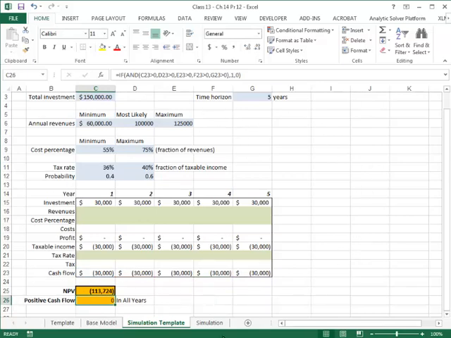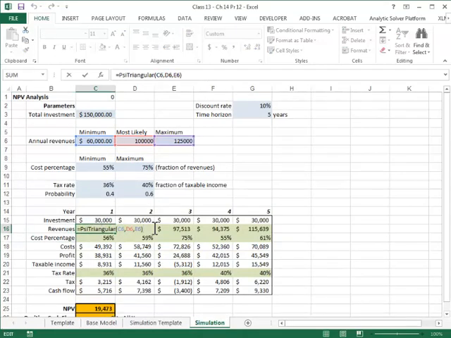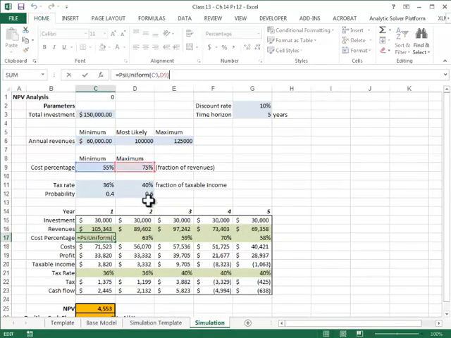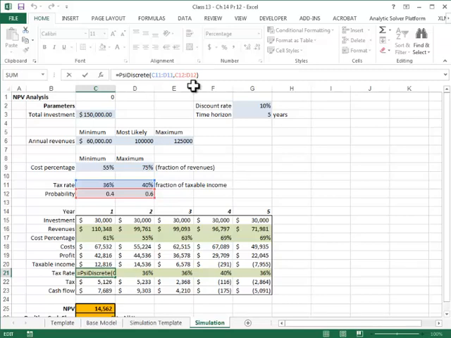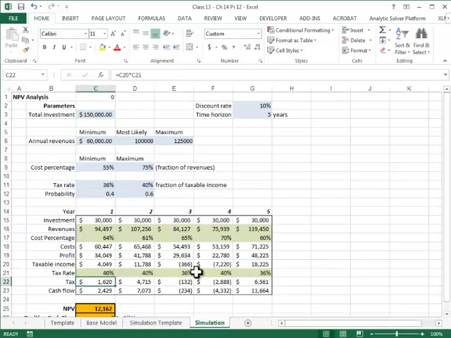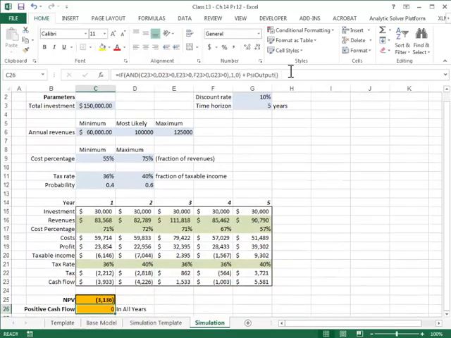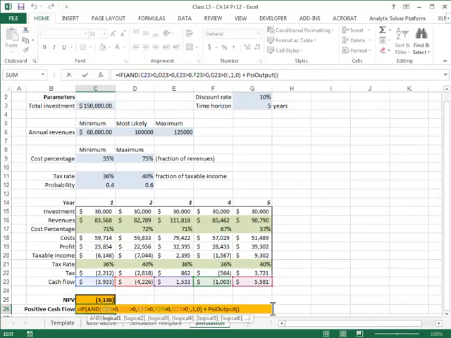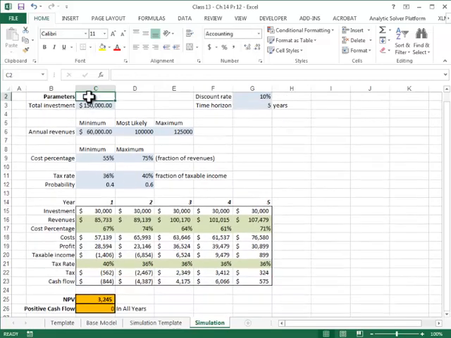Now that I have the template, let's look at what my simulation model looks like. I have my revenues, which are the triangular distribution. I have my cost percentage, which is the uniform distribution. My tax rate is the discrete custom model. So I have all my three parameters defined now. If I look at my NPV, I have added the PSI output next to it. And if I look at my positive cash flow in full 5 years, I also have the PSI output here. Now I'm ready to run the model.